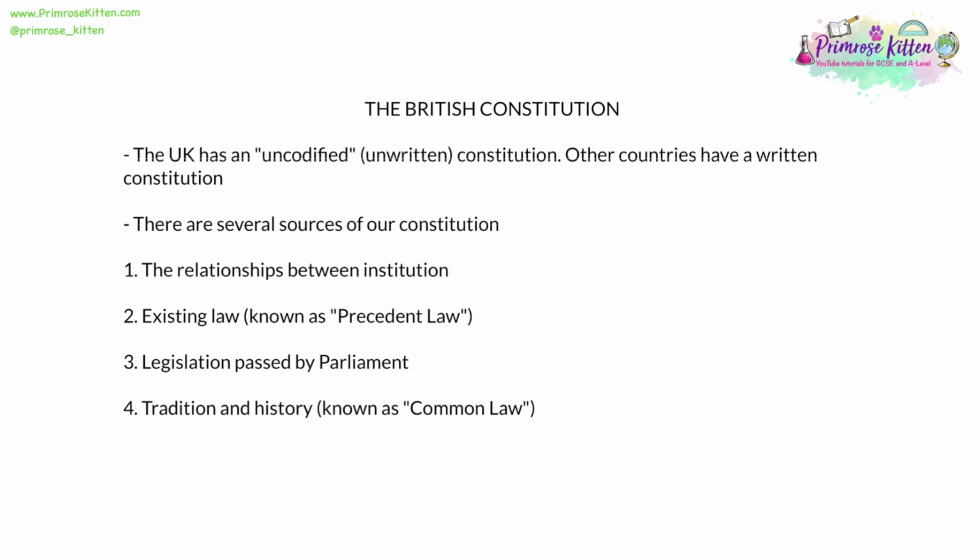The first is the relationships between different institutions, how Parliament, the Cabinet, the Prime Minister, and the judiciary interact with each other. Existing law, also known as precedent, legislation passed by Parliament, and tradition and history, known as common law.